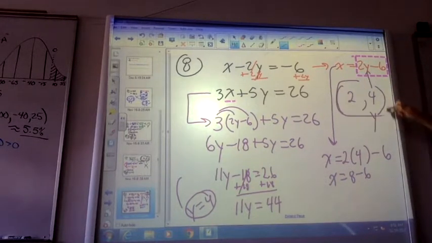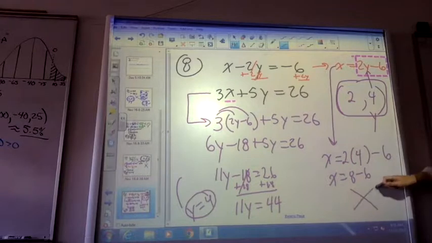If I had graphed these equations, these would have intersected at that point, which would have been 2 comma 4. 2 comma 4 is the solution. If I take 2 comma 4 and plug it into either of the original equations, I wind up with, on the top, negative 6 equals negative 6. That's true. And on the bottom, I wind up with 26 equals 26. That's also true. Okay?